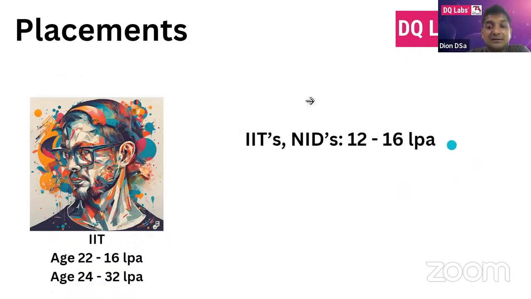Now, what it means is that if you graduate from an IIT or NID, you can get a job in the range of 12 to 16 lakhs. Could be more, could be less, but on average, this is what our students have got in the past. We are probably saying it averages around this much.